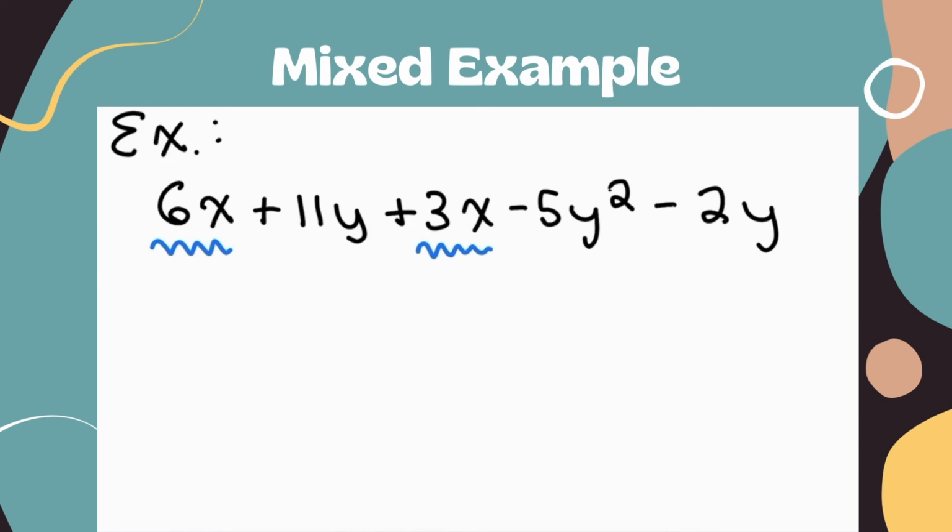So I've got 6x, which I see is a like term with 3x. I've got my 11y. The negative 5y squared, did that trick you? That is not a like term there because y is raised to the second power. But it is a like term to negative 2y. Do not forget that negative sign.